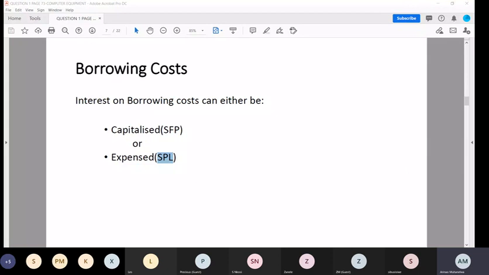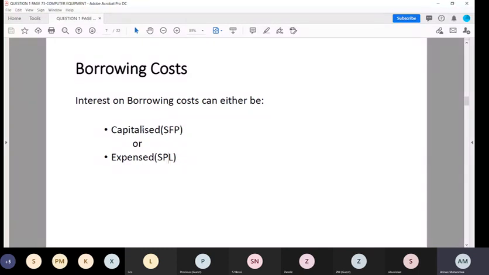The details we'll deal with in borrowing cost, but this is on the high level. We're more interested in the interest. How is the company treating the interest? Are they capitalizing it or expensing it? When it comes to changing accounting policy, this is what will happen. The company might decide that we were capitalizing our interest, now we want to expense it. Or the other way around, we were expensing it, now we're capitalizing it. That constitutes a change in accounting policy. This will be the focus of today's class.